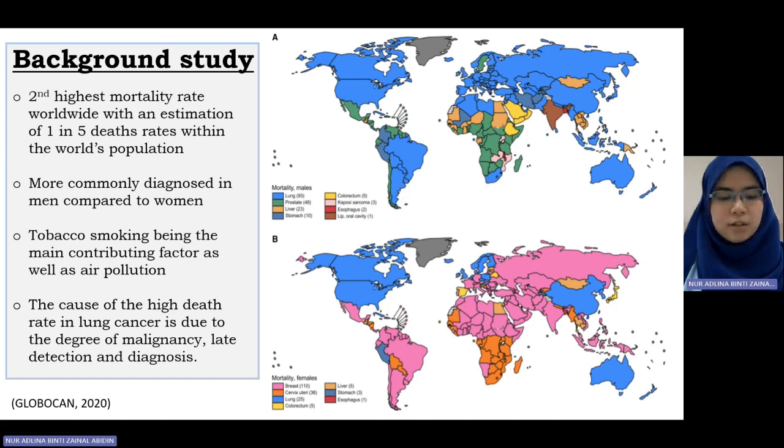As you can see from the figure on the right, highlighted in blue color, which represents lung cancer, it is more commonly diagnosed in the male gender in comparison to the female. This is because tobacco smoking culture is one of the most significant factors for developing lung cancer. Recently, air pollution has also been concluded as a significant factor for developing lung cancer, as there is an alarming rate of non-smoker patients being diagnosed with lung cancer among the Asian geography as seen in the figure, especially among the females in China. But overall, the cause of high death rate in lung cancer is mostly due to the degree of malignancy, late detection, and diagnosis.